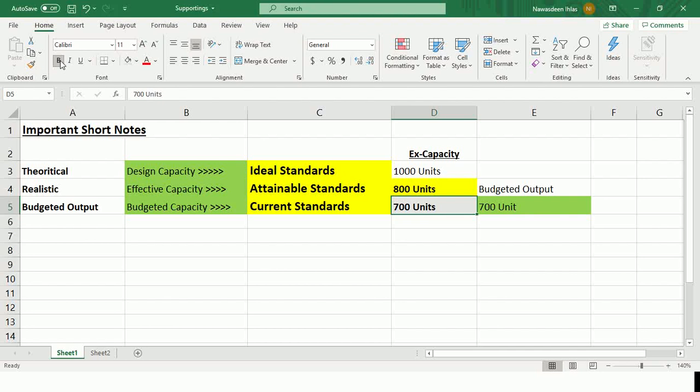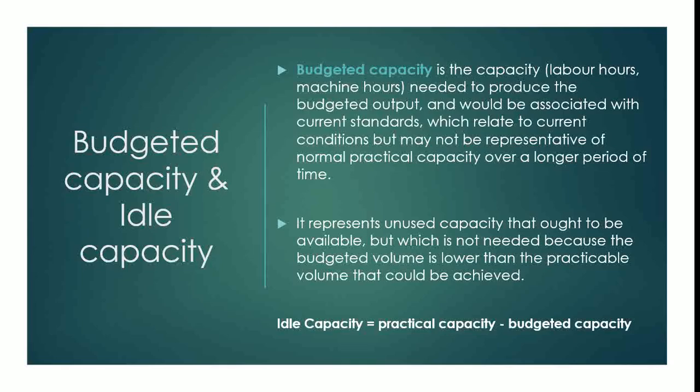So idle capacity is the capacity level which we have not used. So here you can see, idle capacity is unused capacity. So I'll highlight this word. Idle capacity is unused capacity. So remember, idle capacity we can compute using this formula: practicable capacity minus budgeted capacity. Idle capacity equals practical capacity minus budgeted capacity.